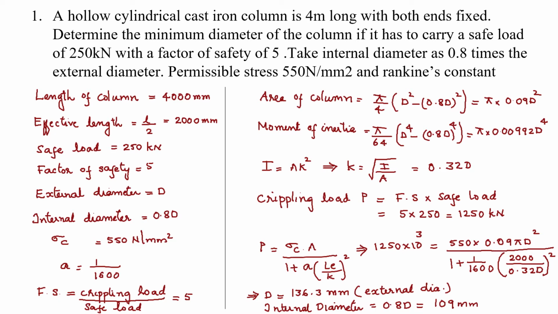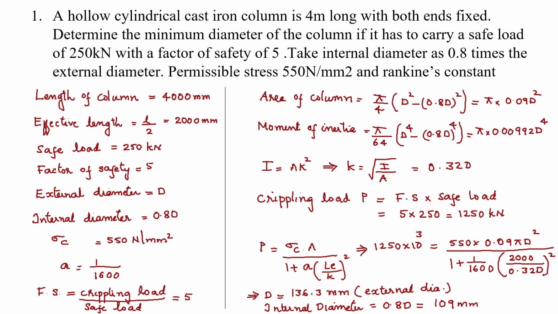Safe load is given as 250 kN with a factor of safety of 5. Let the external diameter be D and internal diameter be 0.8 D. The permissible stress is given as 550 Newton per mm square and Rankine constant is given by 1 by 1600. Factor of safety, which is the ratio between the crippling load to safe load, is given as 5.